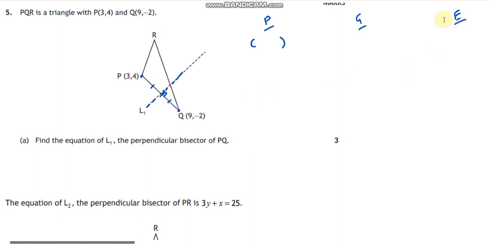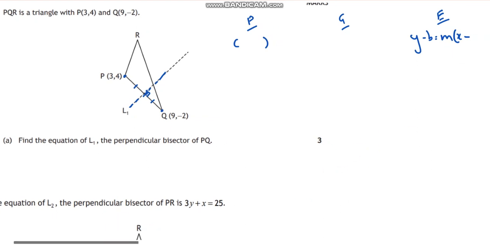I'll write that in as well. Oh, so just budge over a little bit. So we'll do the midpoint first. So I'll write down the point.